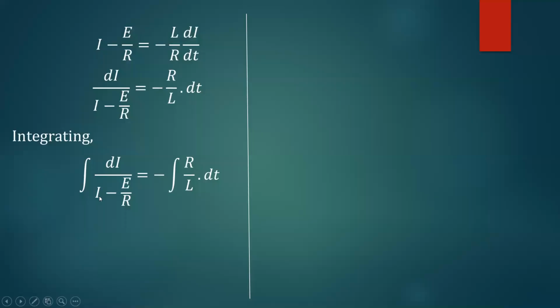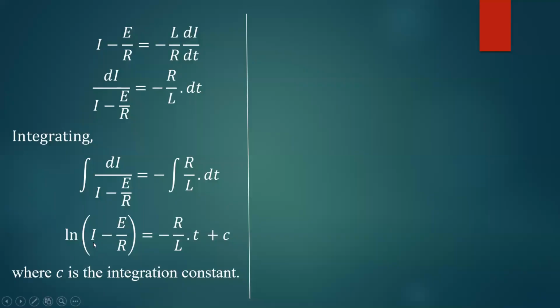The integration of 1 by I is ln of I. So the result is ln of I minus E by R is equal to minus R by L, integration of dt is t, plus some integration constant c. Ln means log to the base e.